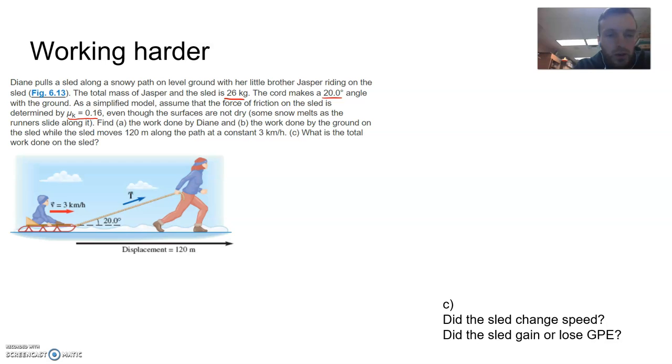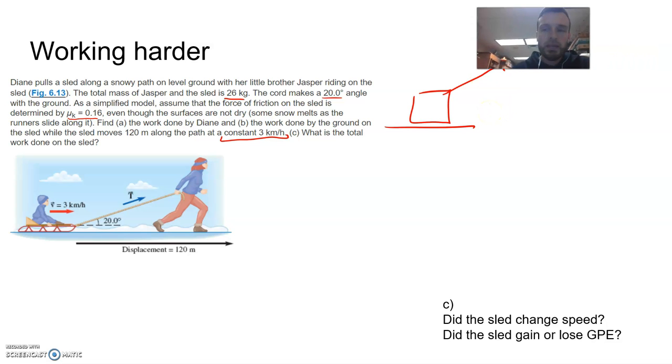Okay, here it is. Find the work done by Diane and the work done by the ground on the sled while the sled moves 120 meters along the path at a constant speed. Constant. Okay, now here's a little recap. Whenever we see the word constant, that's why I emphasize it so well, the word constant means that the forces are all balanced. We are in equilibrium if we're moving at a constant speed.